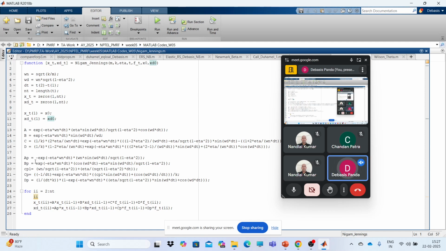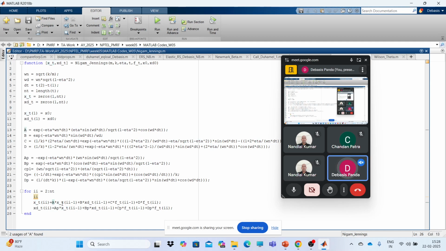Now you need to provide A prime, B prime, C prime, D prime. Whatever I said, A, B, C, D and A prime, B prime, C prime, D prime, actually depend on the natural properties of the system. A depends on omega n, omega d, and zeta, the damping. That means it's an inherent property. Different kinds of structures have different omega n, omega d, and zeta.